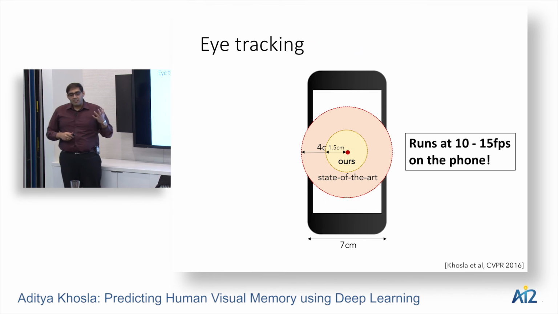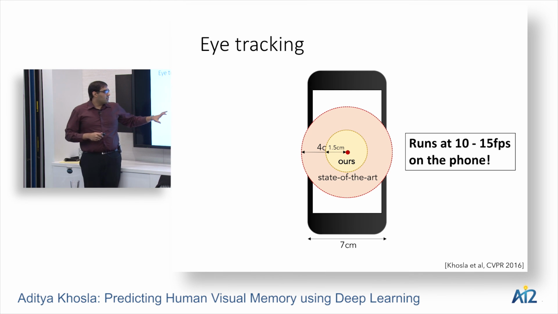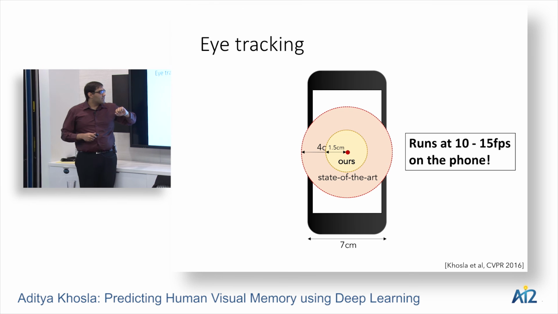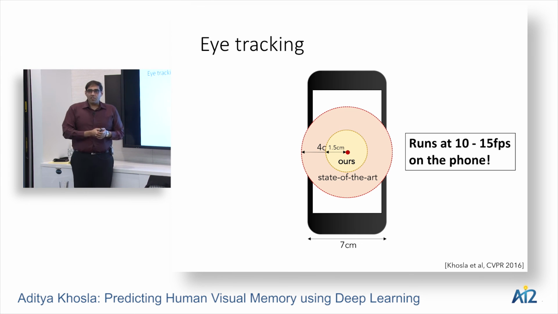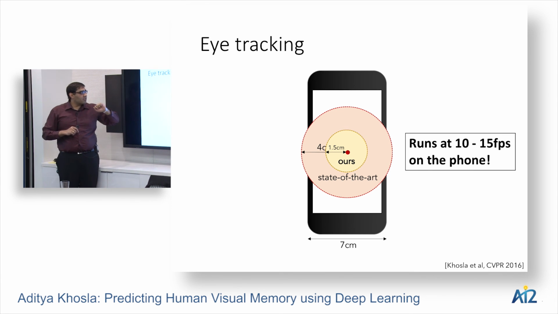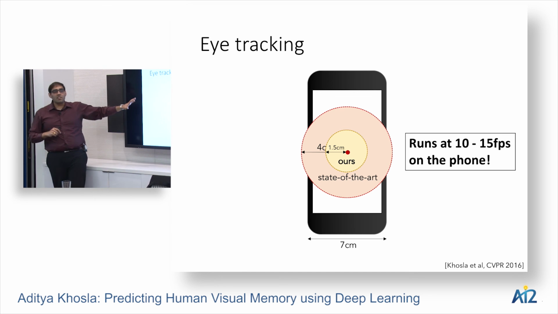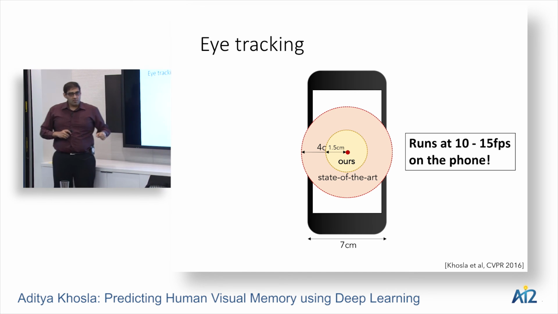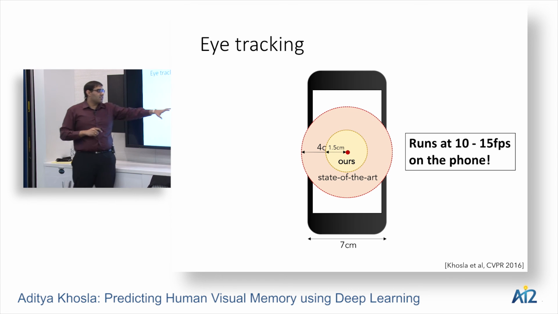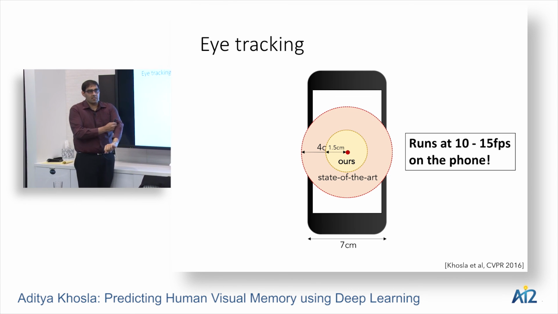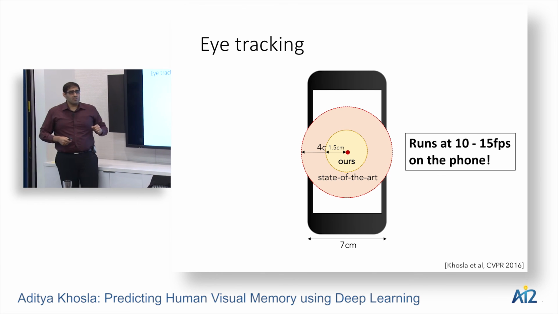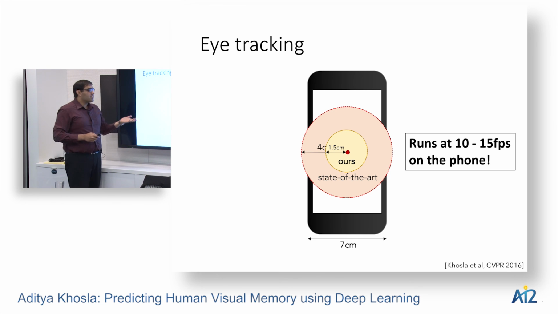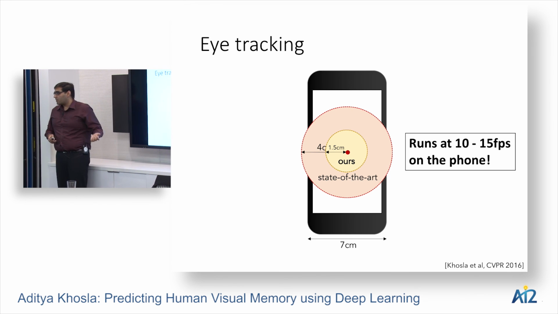Combining this with ConvNets, we're able to build a system that can tell within 1.5 centimeters without calibration, so without someone actually going in and looking at certain points. This can be reduced to about 1 centimeter with calibration. And it runs on mobile devices at 10 to 15 frames per second. We use certain methods to optimize the deep net such that it can run really fast on modern mobile devices. So with this, we hope to bring the power of eye tracking to everyone.